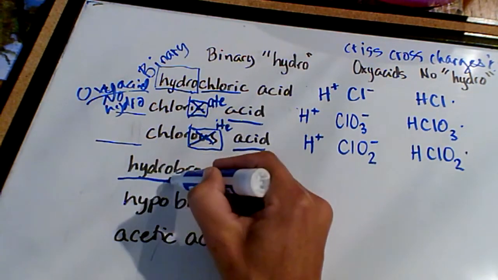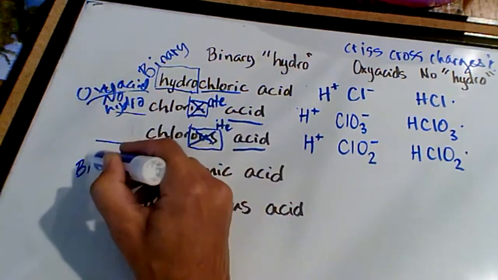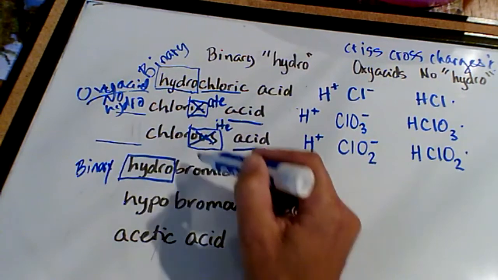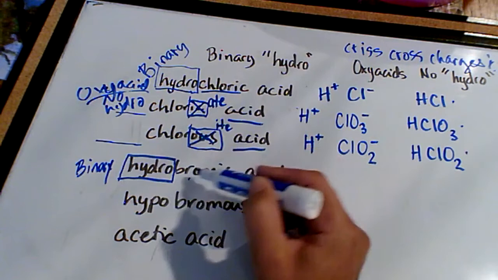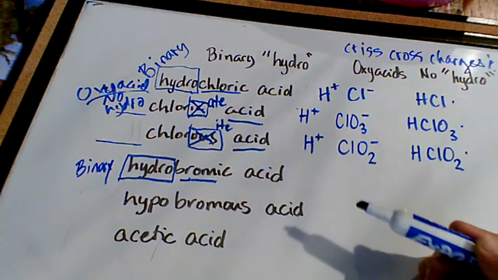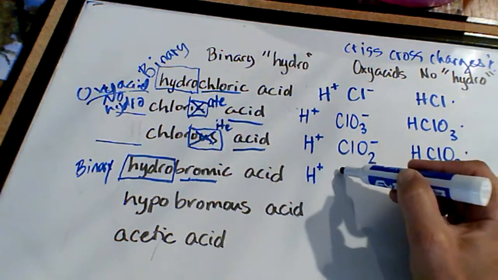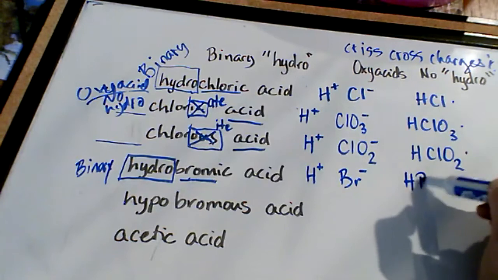Okay, let's go to the next one. I have hydro, is present. That means this is binary. That means I don't need to worry about the ending because this is just hydrogen with an element. And we can see that this element is bromine. Hydrogen, +1, bromine, -1, HBr.